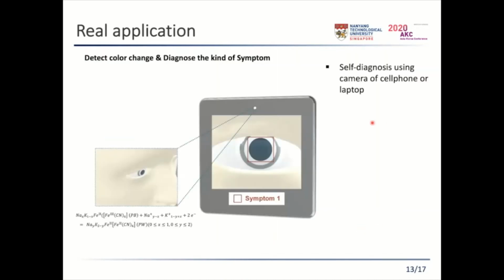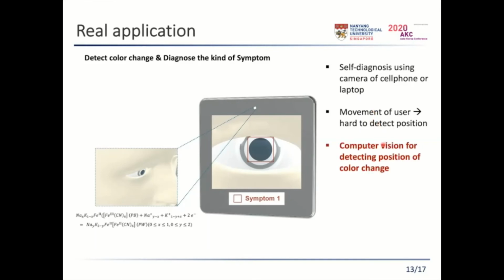For real-time application, if the color change can be detected by the camera of a cell phone or laptop, the user can do self-diagnosis at any time and anywhere, but the user moves the body continuously. So computer vision is necessary for detecting the position of color change and distinguishing the kind of symptom.